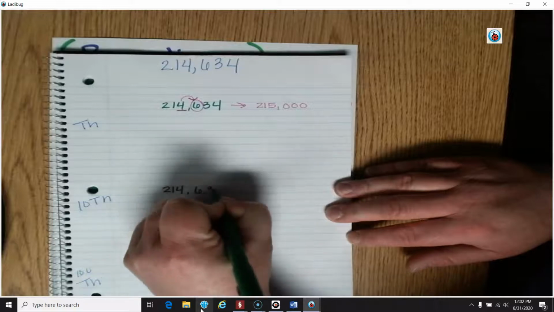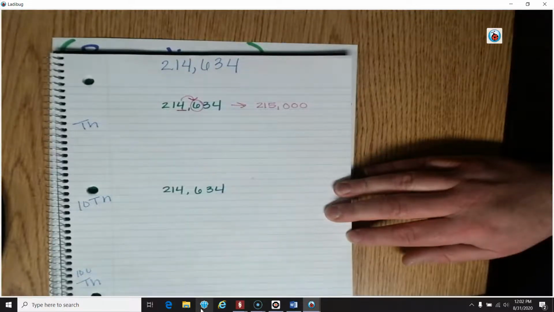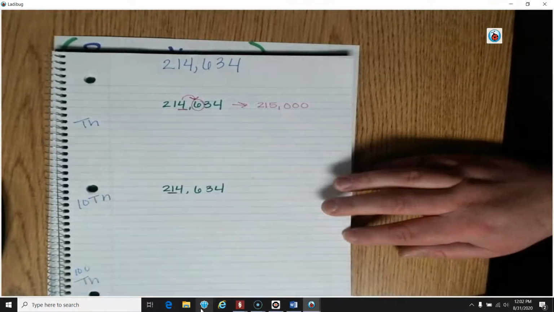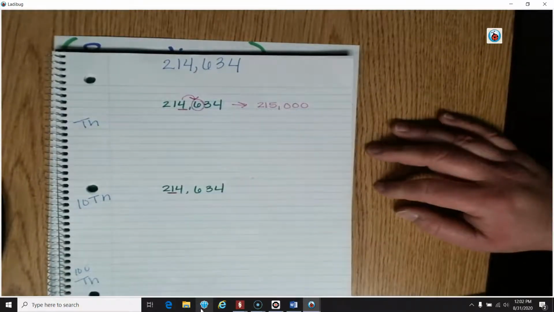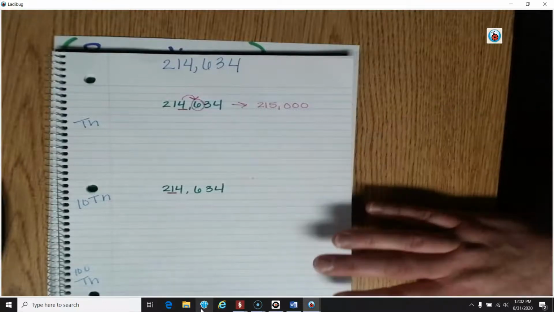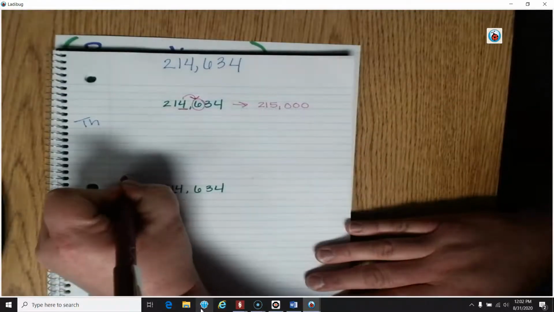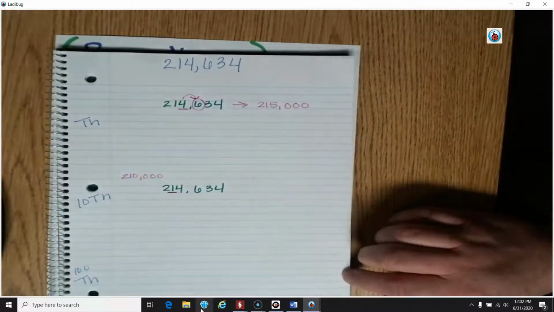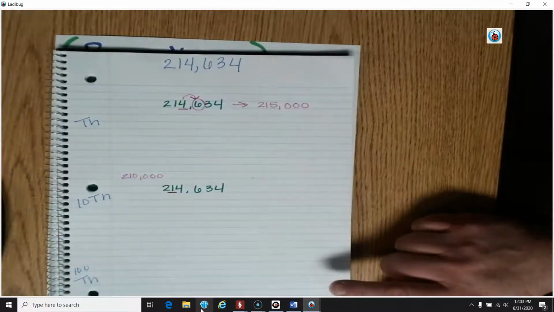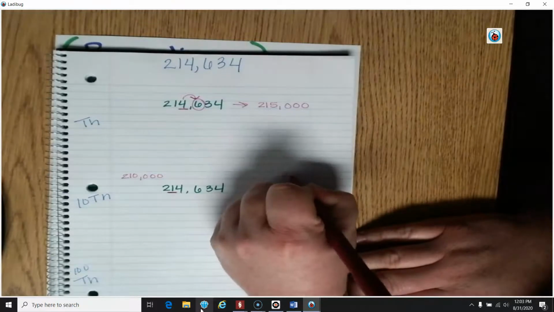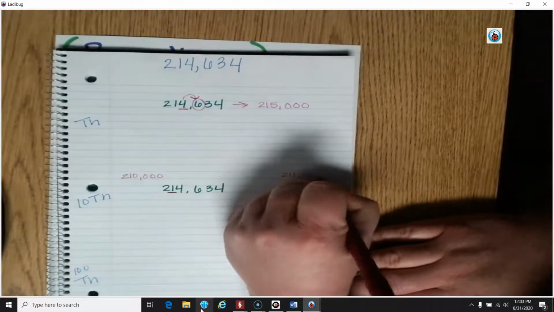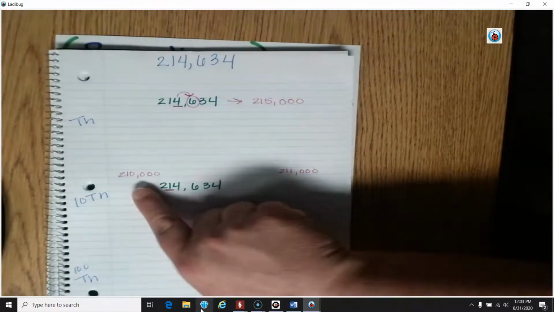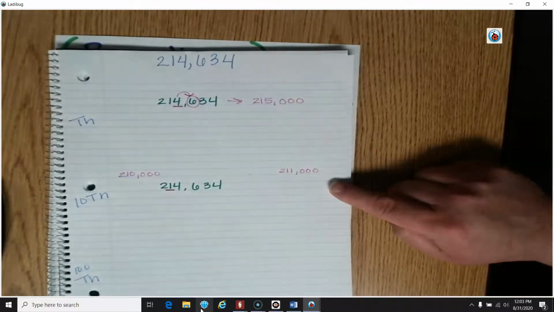Rounded to the nearest 10,000. So I'm going to underline my 10,000. And now I have to decide, is this number closest to, I'm going to write the choices. I maybe should have done that before. So the 10,000s that are closest to this number are 210,000 or 220,000. So I have to decide whether this number is closer to 210,000 or closer to 220,000.